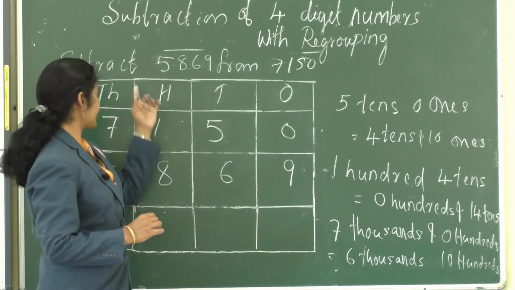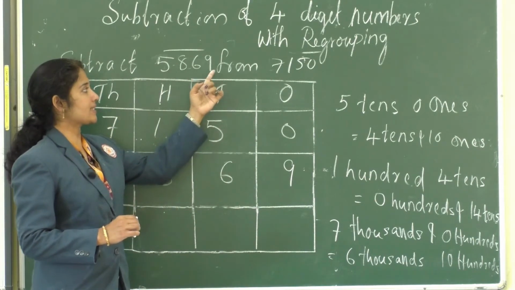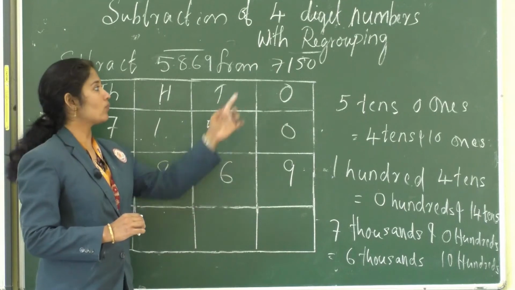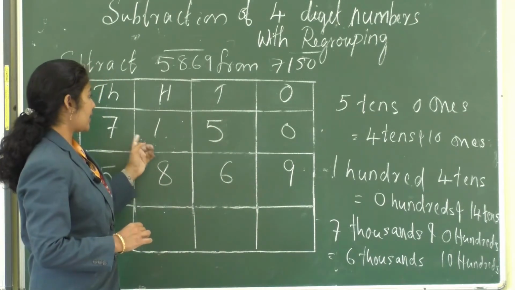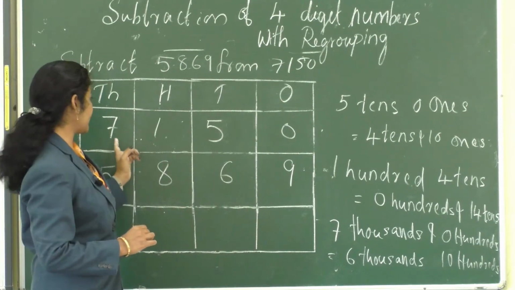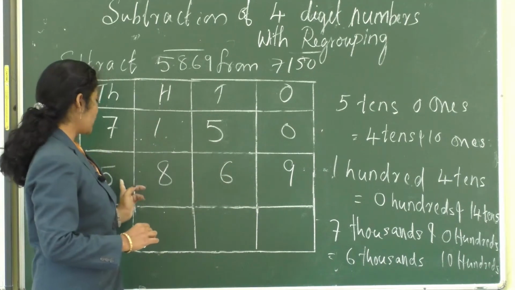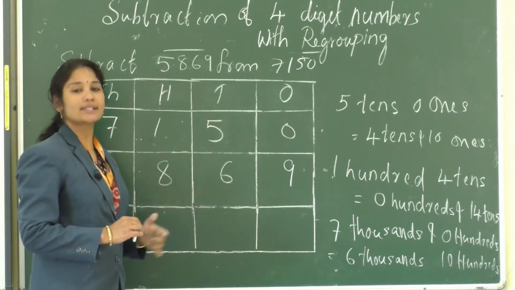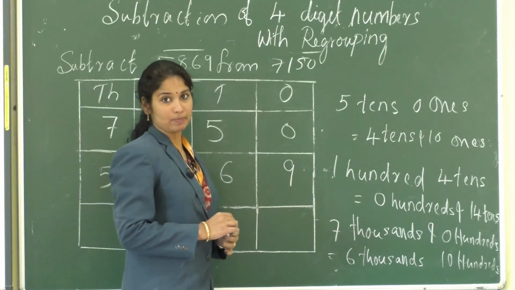Children, our next topic is subtraction of 4-digit numbers with regrouping. Let's take an example. Subtract 5,869 from 7,150. So we can write in the chart, and first which number? Yes, 7,150, and second 5,869. First we have to check ones place.